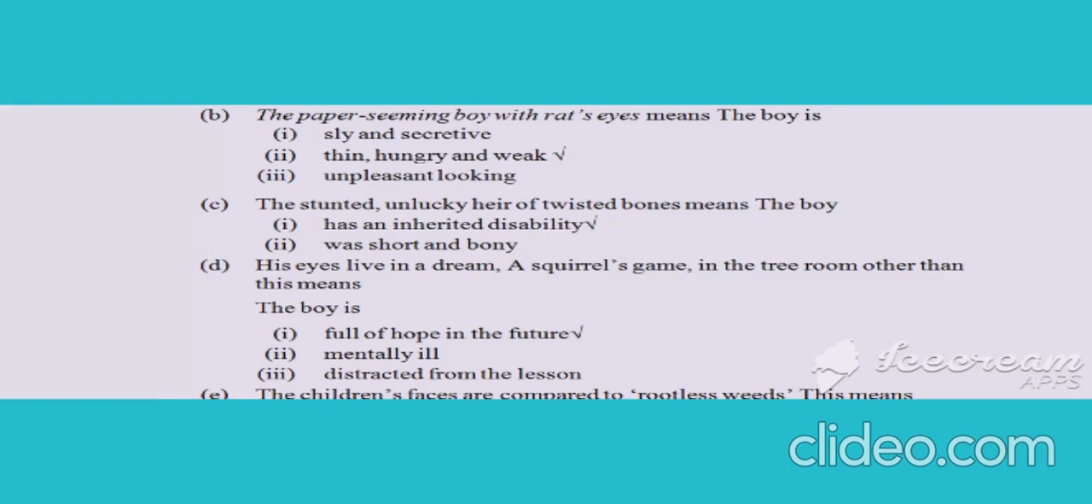Thin, hungry and weak. Question number C. The stunted, unlucky hair of twisted bones means the boy. First option is has an inherited disability. Question number D. His eyes live in a dream, a squirrel's game in the tree room other than this means the boy is. Here there are three options, and the first option, full of hope in the future, is the correct option.